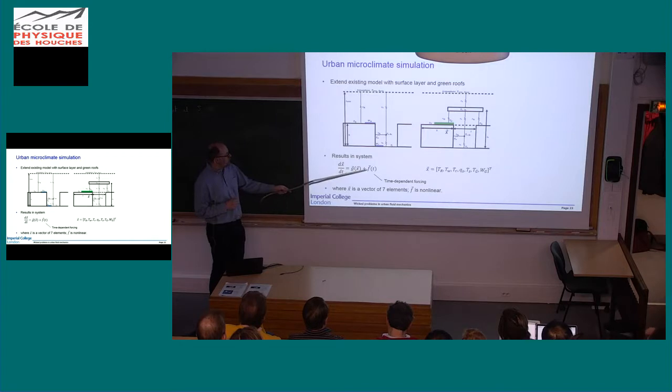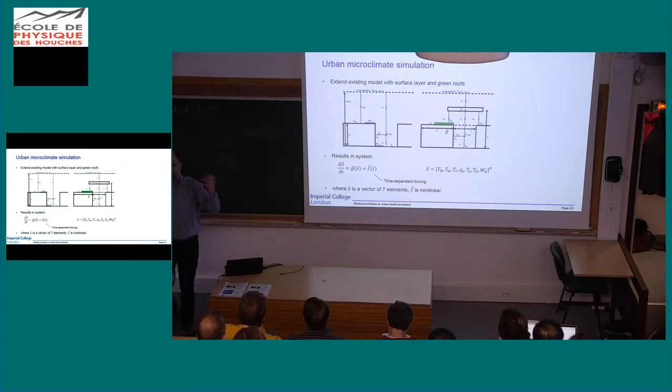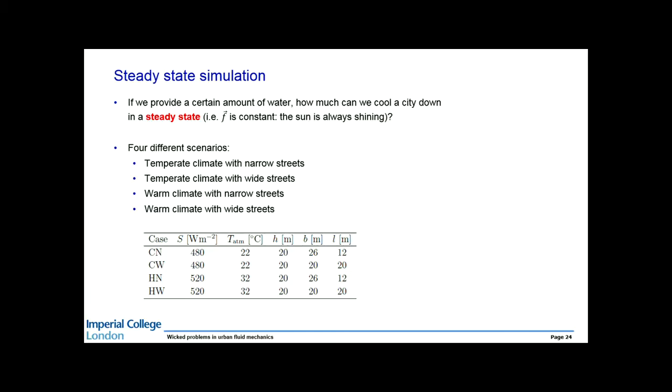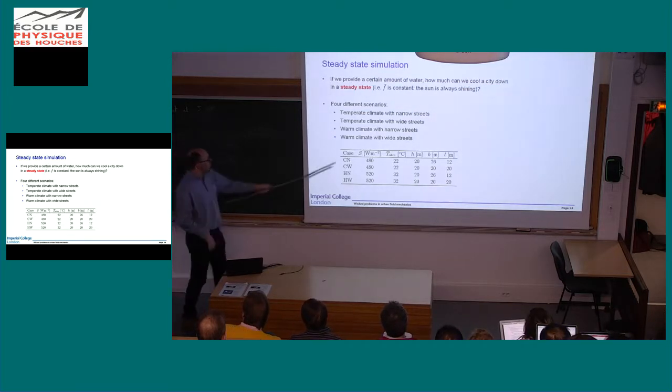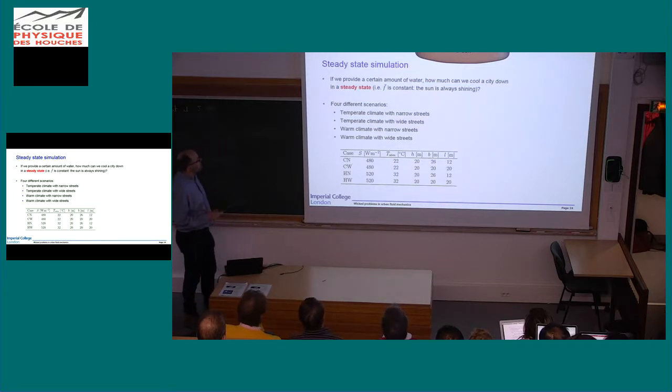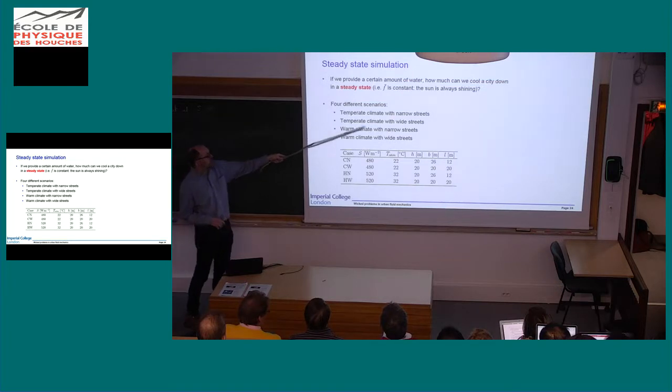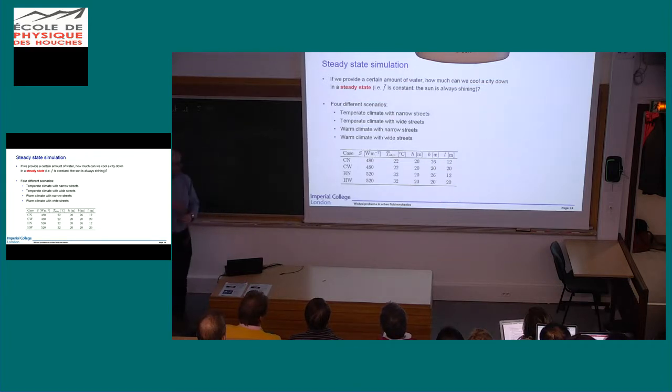And then of course you've got an ODE system with a time-dependent forcing, right? Which is, for example, the solar radiation. Right, so to make it even simpler, we said, okay, let's just look at a steady state. So it's a situation where the sun is always shining. So we just have the daily average radiation incoming, so 480 watts per square meter, and we looked at 4 different scenarios, so temperate climate, a warm climate, and then narrow and wide streets.